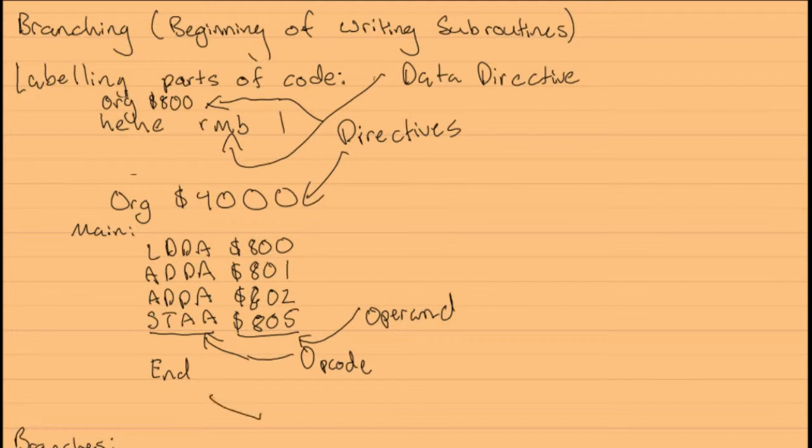Next is this end statement. This end statement is how we end a program. So this is known as another directive, basically. And this directive tells you when to finish your program.